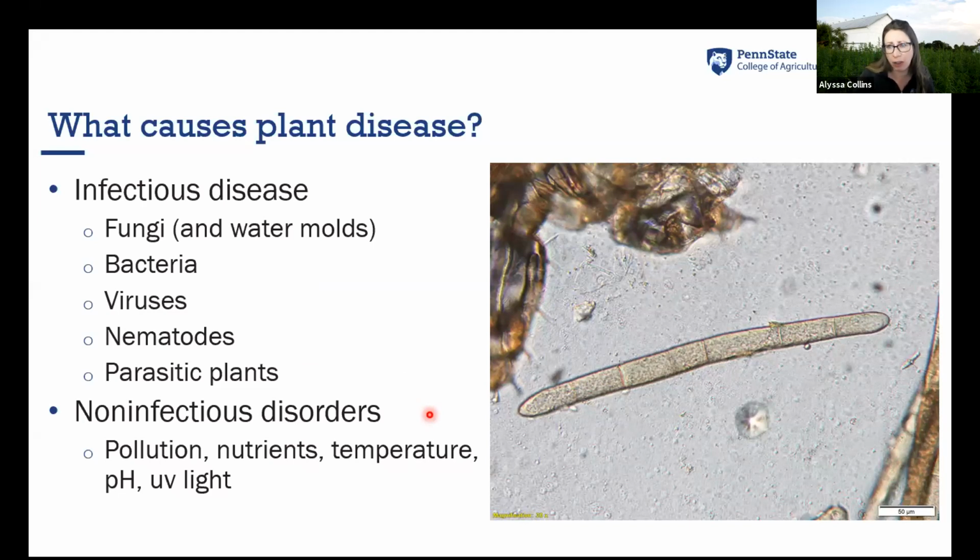But then we also have these non-infectious disorders, right? Things that are not caused by germs, but by things like pollution, ozone, nutrient imbalances, temperatures that are too hot or too cold, the wrong pH, and levels of light that are too high or too low. We also want to consider those as we're developing a system for plant health, because it doesn't necessarily matter what's causing it. We want to keep our plants healthy.